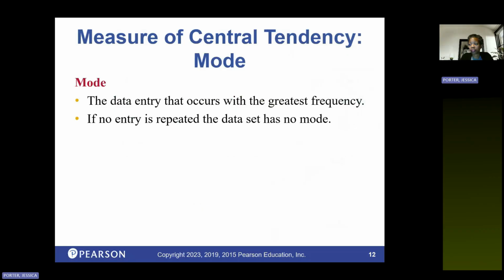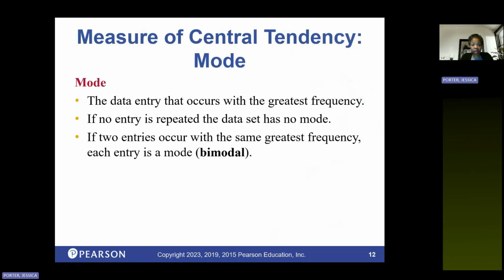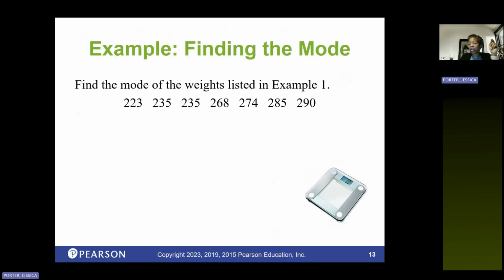The mode. It's the data entry that occurs the most. You can have 2 modes. You could have 3 modes as long as they occur the most. What is the mode of our little data set here? The one that occurs the most.